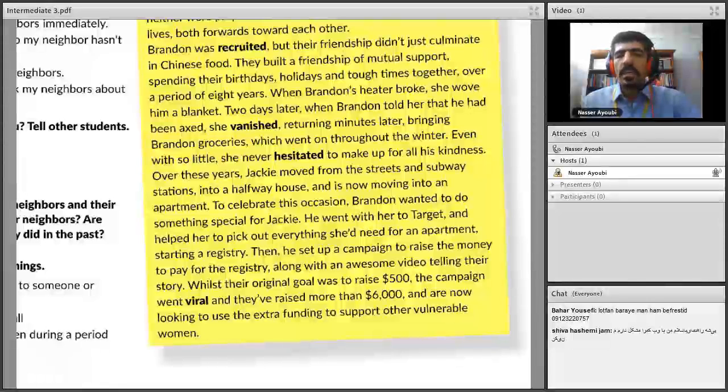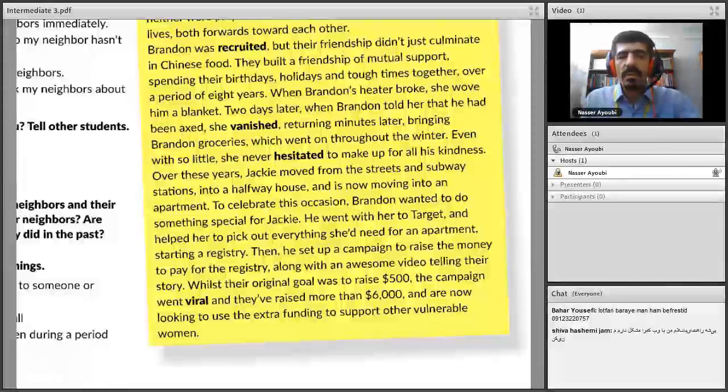Whilst their original goal was to raise $500, the campaign went viral and they have raised more than $6,000. So at first, they wanted to raise $500 for the registry. Whilst means while, an old form of while. While, in the first place, they wanted to collect $500, the campaign went viral. The campaign spread out, went viral, and they have raised more than $6,000.